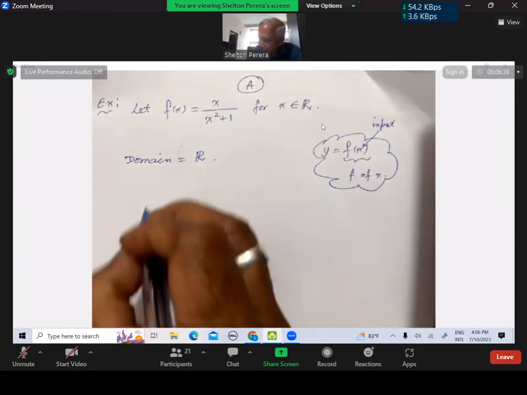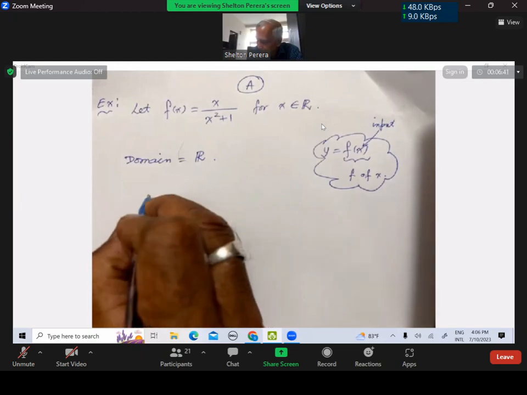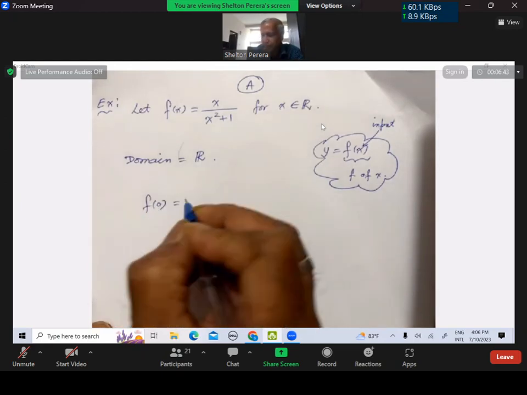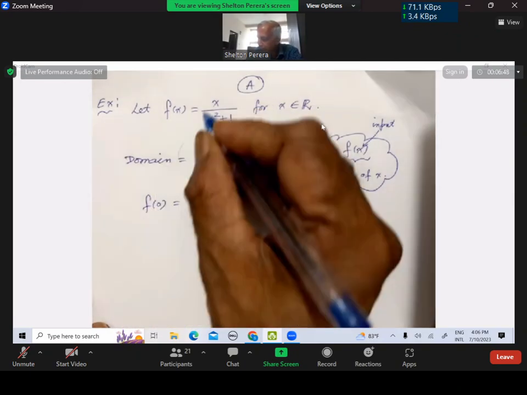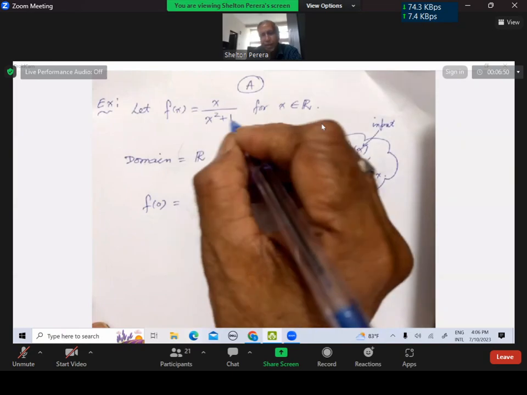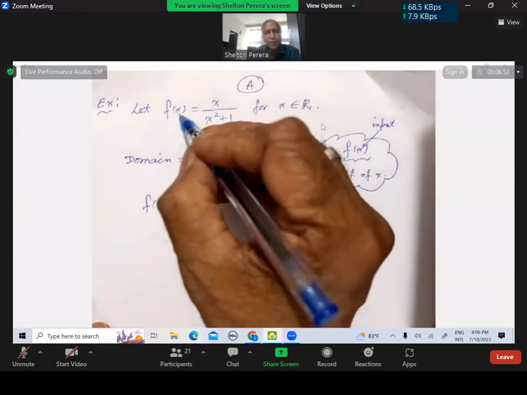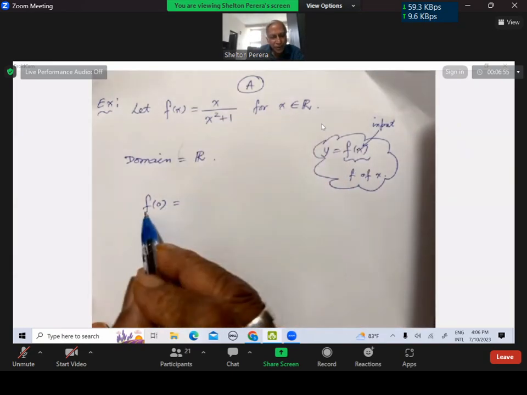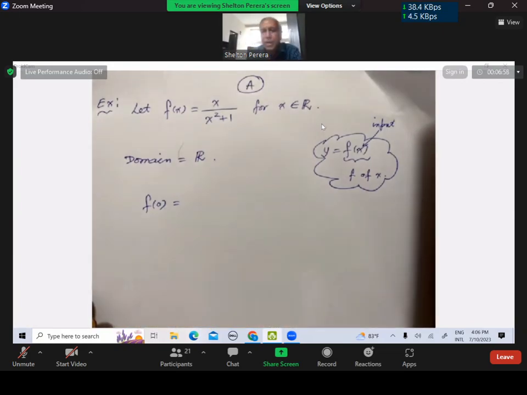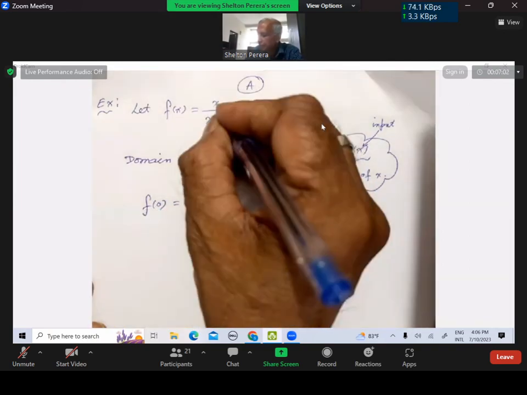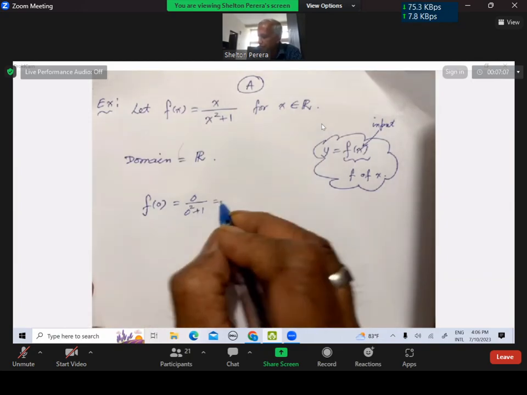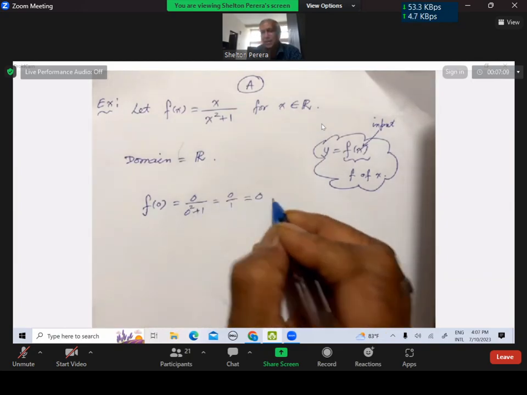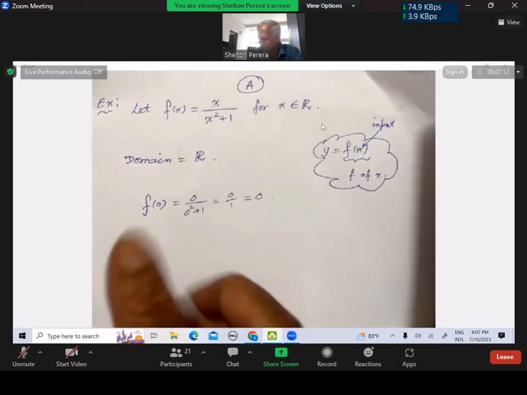Let us see. So what is f of 0? You have input 0. What is x now? 0. So wherever you see x, you put 0. Find f of 0 means find the output when the input is 0. So 0 divided by 0 squared plus 1. 0 divided by 1 is 0. You don't write all this, just write 0, that's enough.